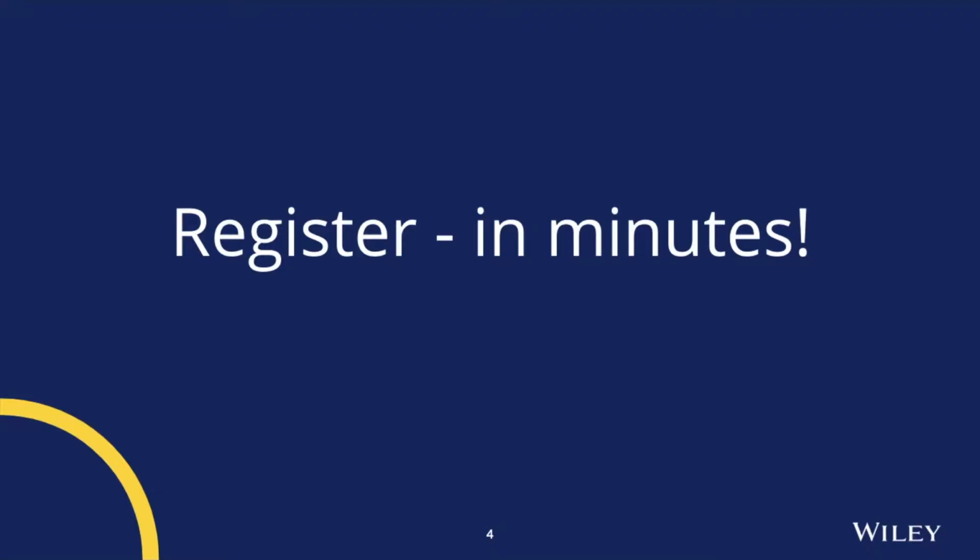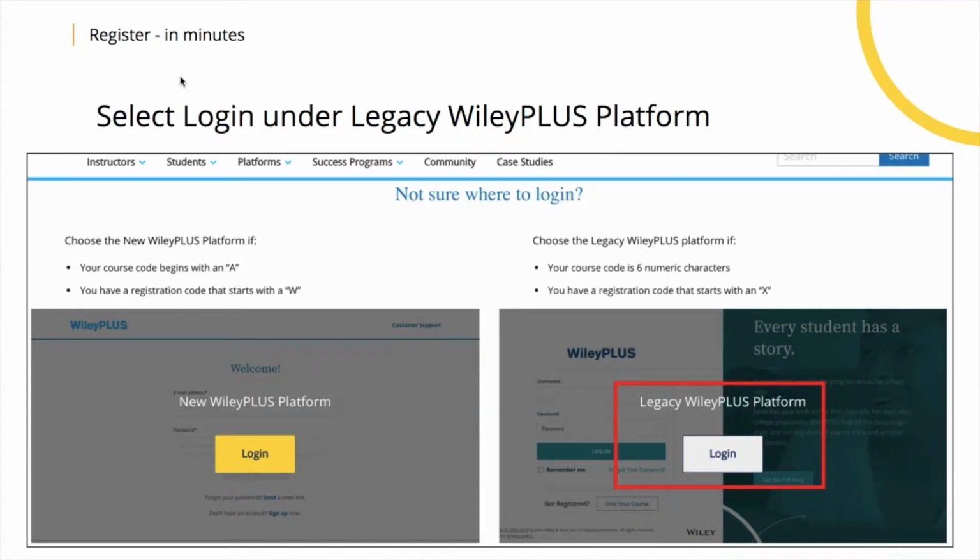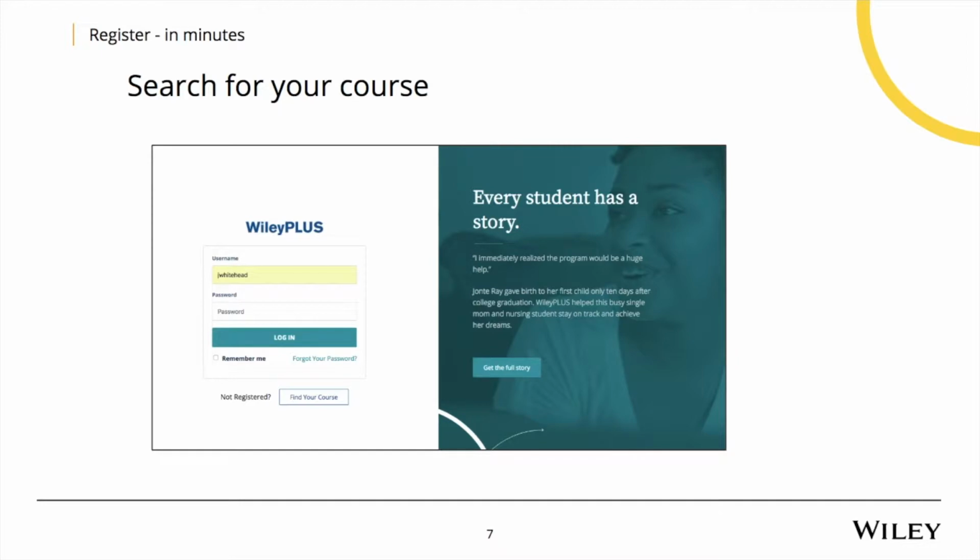First, we will go over how to register for WileyPLUS. To register, you're just going to want to sign on to WileyPLUS.com, and then go into the top right corner, where you'll see a login button, and click login. After you log in, move over to the right side and you will see an option for Legacy WileyPLUS Platform. That is the one that Intermediate Accounting still uses. After you click that, you're going to come over to a screen that looks similar to this.